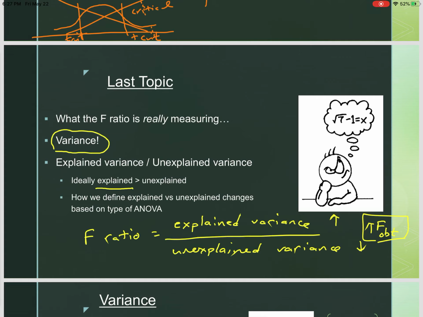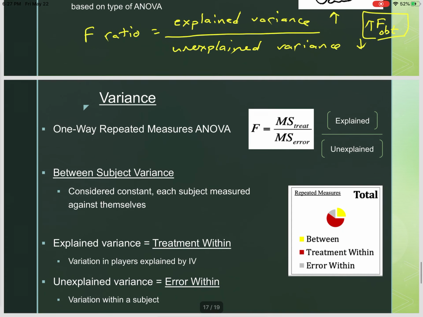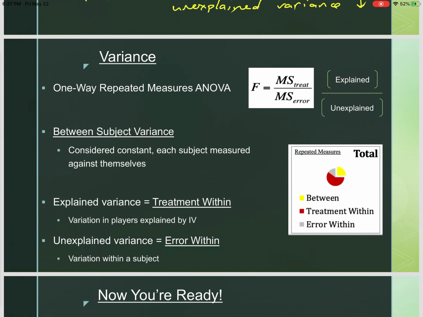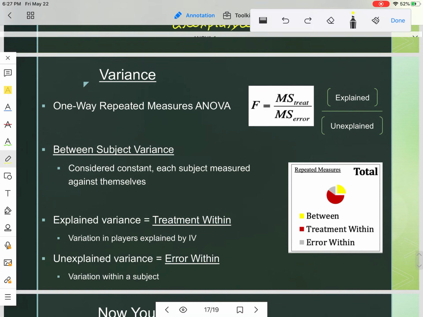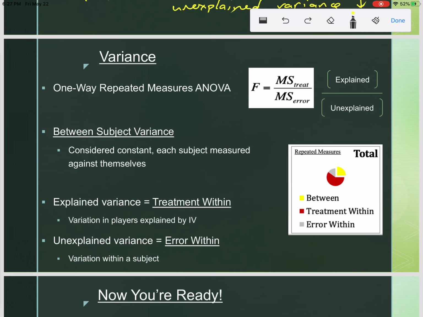Now, how we define explained versus unexplained is going to change based on the type of ANOVA, because we have so many different permutations of ANOVA. How we define what is considered explained variance versus what is considered unexplained variance is going to change. So I'm going to give you an example, even though we're going to talk about this more in future videos with the specific types of ANOVAs. The example that I gave you earlier was a one-way repeated measures ANOVA. Our independent variable was time of day, and our dependent variable was batting average.